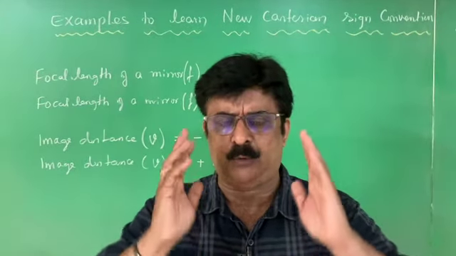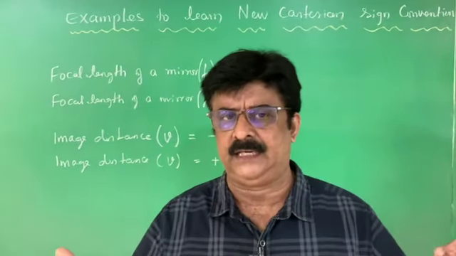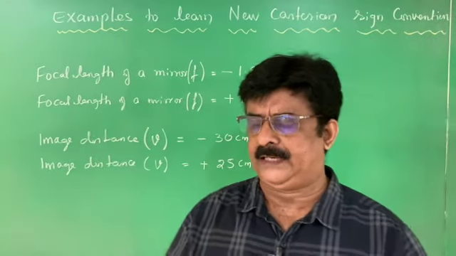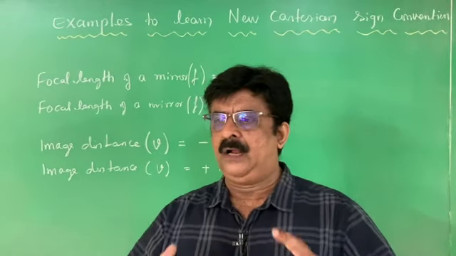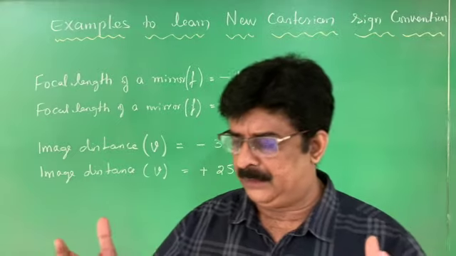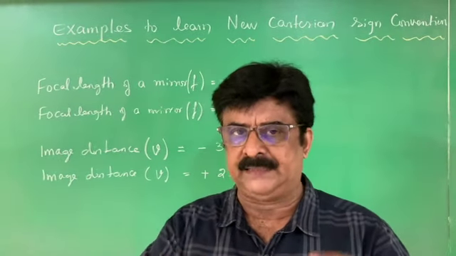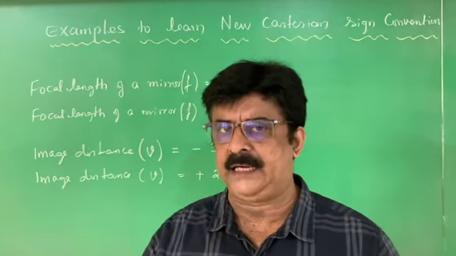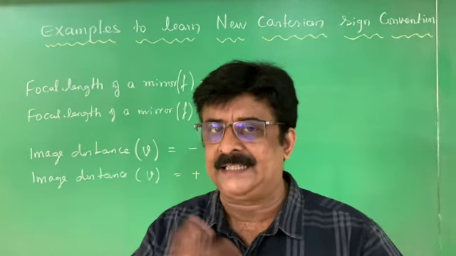Concentrate, once, twice, thrice, concentrate, you can easily understand. Before going to learning how to solve a problem in the chapter called light, I will give some examples related to the new Cartesian sign convention. First, try to understand that.